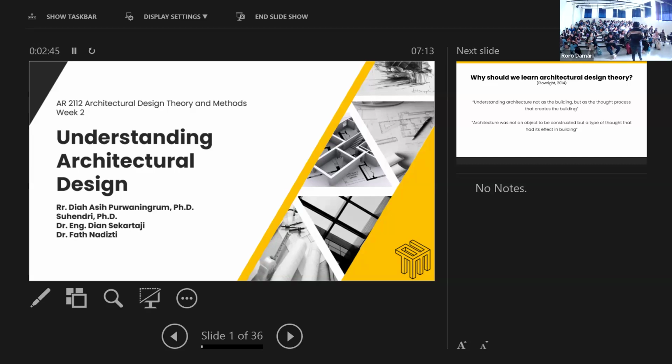Today we will talk about understanding architectural design. So basically we still talk about theories, but then we will have a slight discussion about approach and method, probably not in a practical way just yet, but still in terms of how we understand approach and method in design. Okay, next.